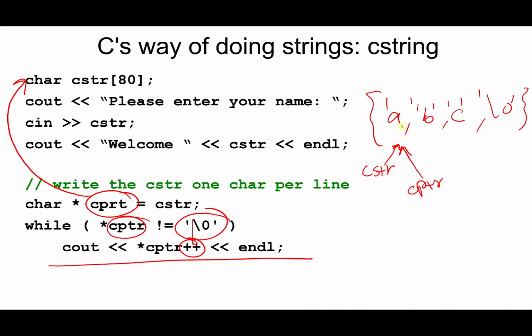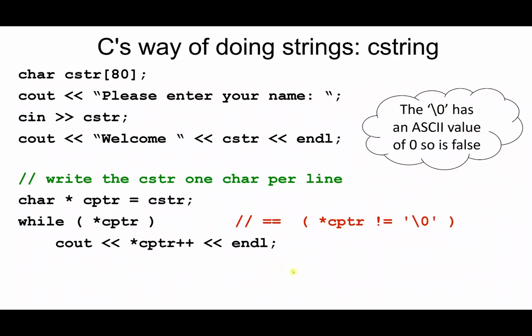This is printing A, then point at B. Same way with B, print B and point at C, print C and point at the \0, the null terminator. When I reach the null terminator, is the null terminator not equal to null terminator? False, so that goes out.